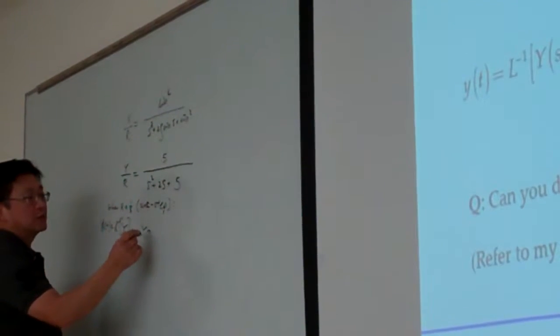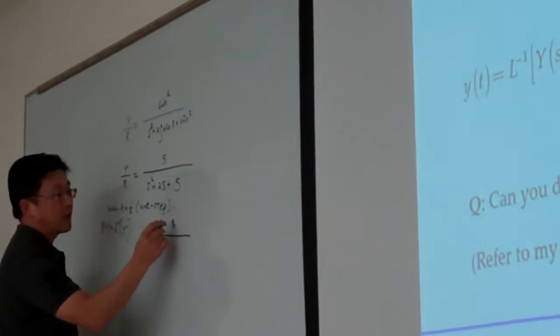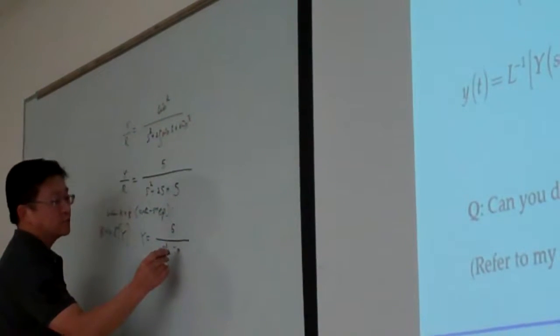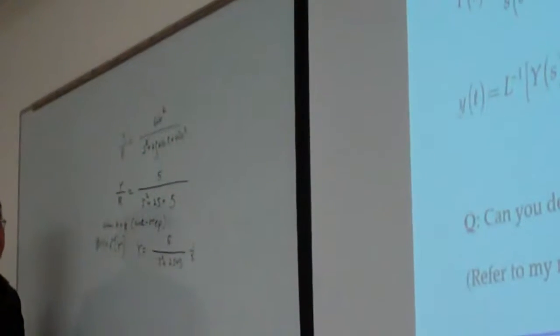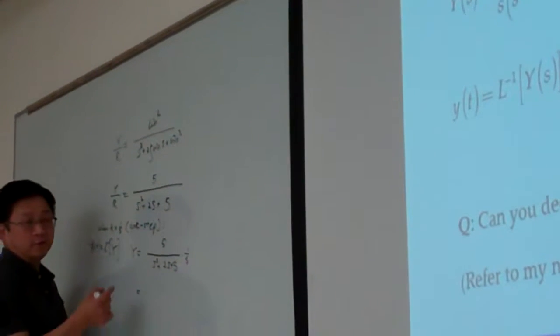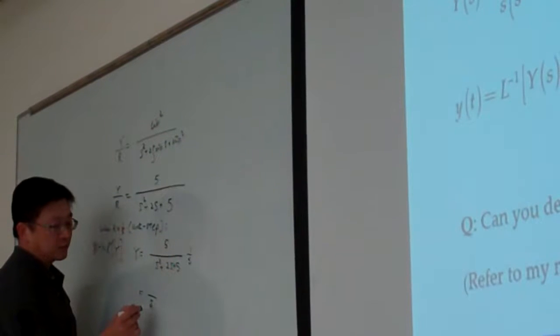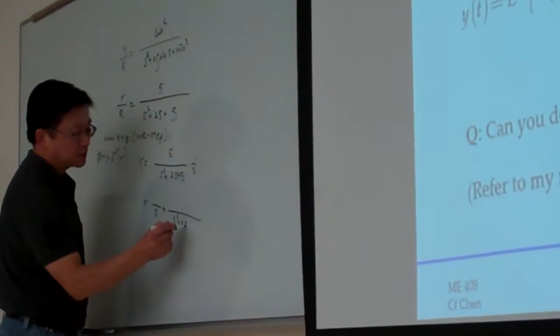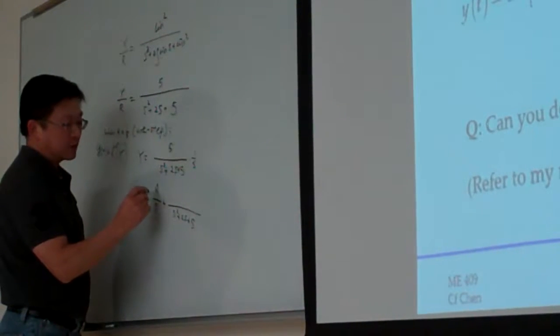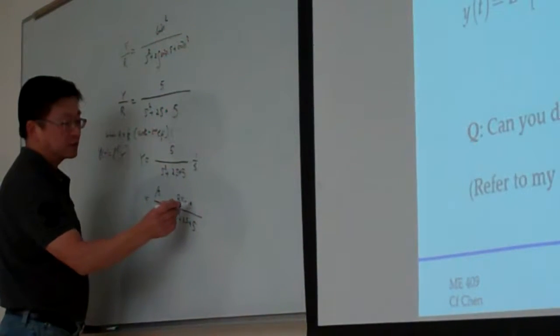Okay, so here we can see that Y is equal to 5 over S squared plus 2S plus 5, times 1 over S, right? For this one, if you want to do the calculation, you can do it like this. Here we assume the partial fraction form A over S plus (B S plus C) over S squared plus 2S plus 5.